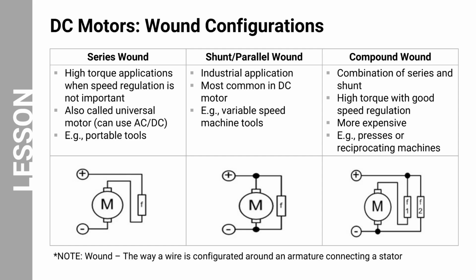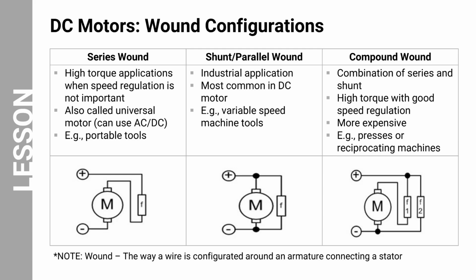DC motors come in 3 distinct mounting configurations, each designed for specific applications. Series wound motors are suitable for high torque applications where speed regulation is not a critical factor. Also known as universal motors due to their ability to operate on both AC and DC power, they are commonly found in portable tools. Shunt or parallel wound motors are predominantly used in industrial applications and represent the most common type of DC motor, particularly suitable for variable speed machine tools.